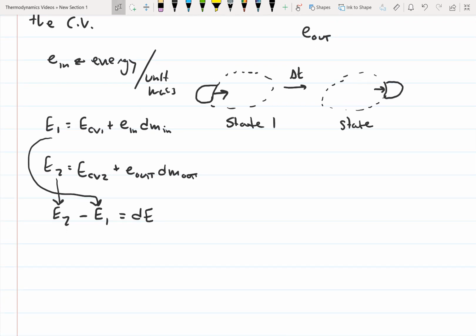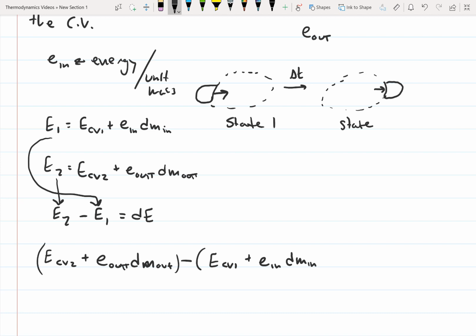So then I have that, E2 is the energy of the control volume plus the energy associated with the mass flowing out, or the differential mass flowing out of the control volume, minus the energy associated with the control volume at state 1 plus the energy associated with the mass that's flowing into the control volume, is equal to the change in energy in the control volume.